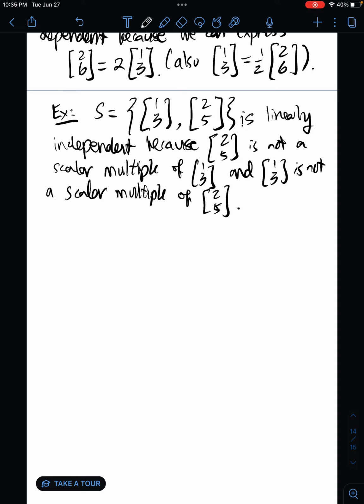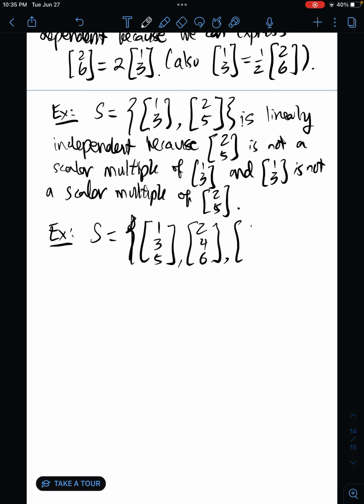Now in this case, you could say, did you really have to write all that? If (2, 5) is not a scalar multiple of (1, 3), then of course (1, 3) is not a scalar multiple of (2, 5). However, you could say something like, let's say you have the set (1, 3, 5), (2, 4, 6), (0, 0, 0). Now, this is a subset of R3 because the vectors have 3 components. Is this linearly independent or dependent?